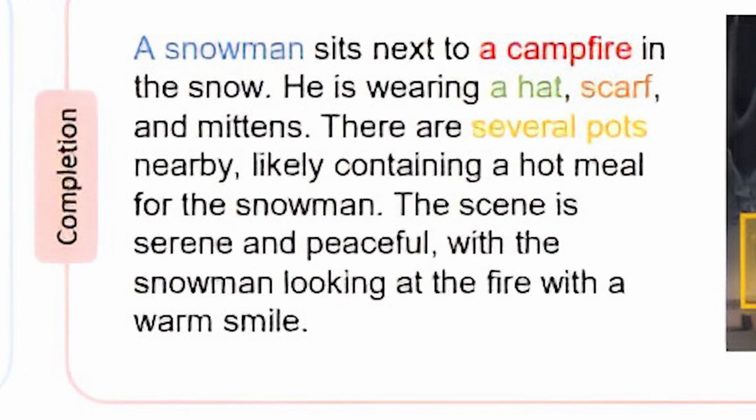However, upon reviewing the complete description generated by the AI, it becomes evident that the AI has successfully recognized and crafted a detailed portrayal of the scene. According to the AI's description, a snowman is situated near a campfire in the snowy landscape, adorned with a hat, scarf, and mittens. Adjacent to the snowman, there are several pots, likely containing a warm meal for the snowman's enjoyment.